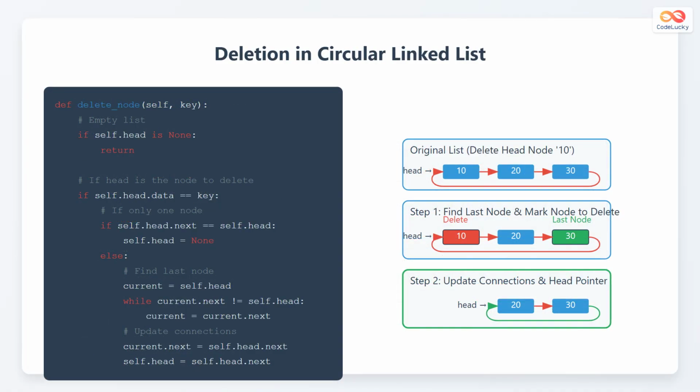Here's how to delete a node in a circular linked list. If the list is empty, there is nothing to delete. If the head node is the one to be deleted, then if it is the only node, the head is set to none. Otherwise, the last node's next pointer is updated to point to the second node, and the head is moved to the second node. An example of the steps involved in deleting the head node with the value 10.